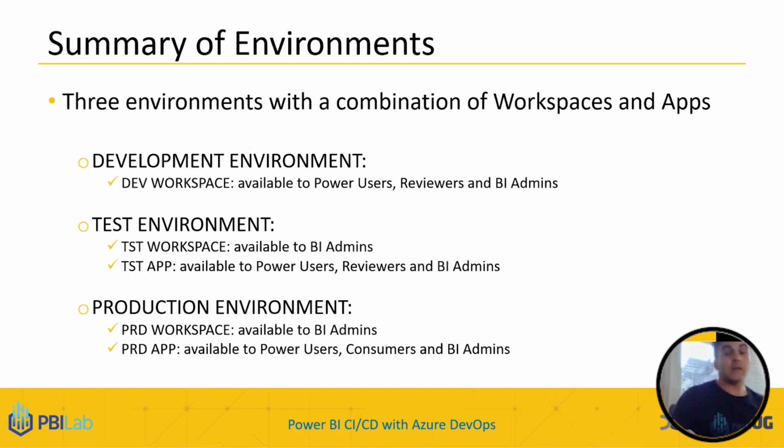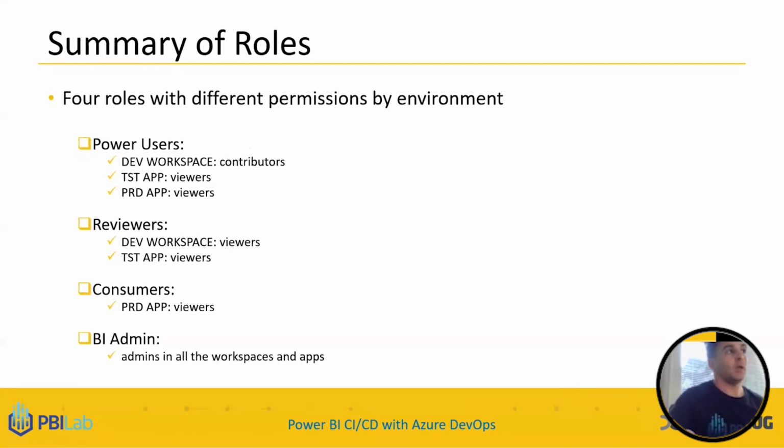In order to implement that, the key is working with a security role-based system. So in order to implement this, I have to define 4 different roles with different permission by environment. So I have the power users, my developers, they access that as a contributor, so they can publish, but they can also view test app and prod app.